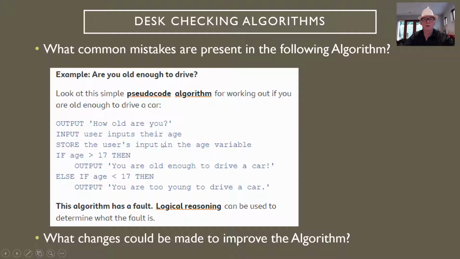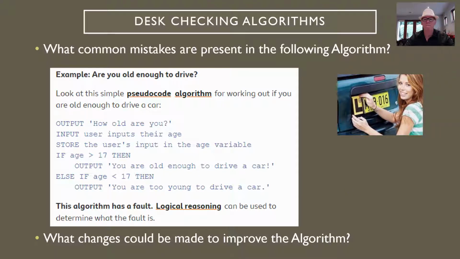The computer then checks if the age is greater than 17, and we send out a message to them, output, you're old enough to drive a car. Else, if the age is less than 17, we output, all right, you're too young to drive a car. Now, there is a fault in this, and can you see what the mistake is or what is actually missing from here?